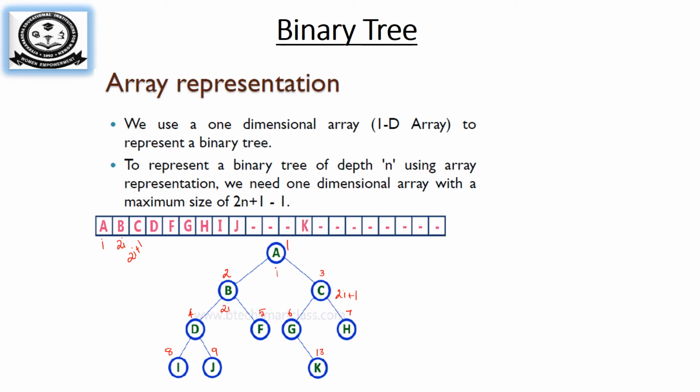Now you can find what is the position of K. K has a parent G which is in 6th position, so its left child will be in 2 into 6, 12th position, and its right child will be in 2 into 6, which is 12, plus 1, which is 13. So K will be stored in 13th position. This is the simplest way of representing a binary tree.